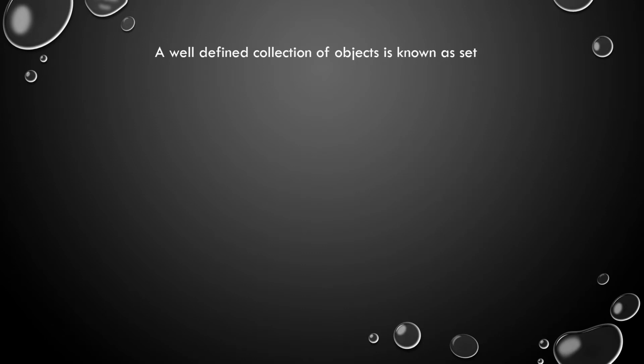How can we differentiate between a collection of objects and a well-defined collection of objects? We'll go with some examples and decide which is well-defined and which is not well-defined. If you go with the first question, interesting story books, is it a well-defined collection or not? We'll see.